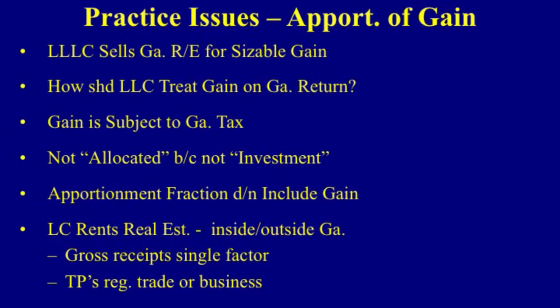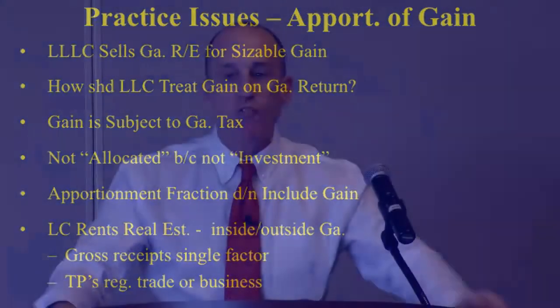But what is affected is the apportionment fraction. Everybody familiar with how the apportionment works? We use gross receipts in Georgia. That's all we use in Georgia since 2008. The gross receipts that you put in the fraction, in the numerator, are gross receipts from Georgia, and in the denominator it's gross receipts from everywhere. Then you multiply that fraction by the sales proceeds, and that determines what's subject to tax in Georgia.